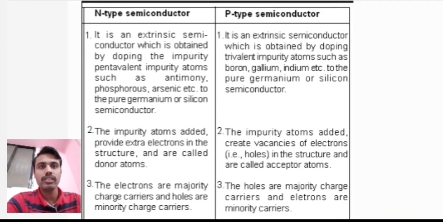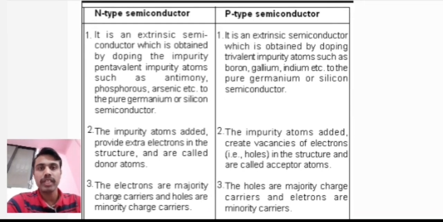That's why when these atoms are added to the intrinsic semiconductor structure, there is always one valence electron left. This extra electron revolves in the semiconductor structure and allows extra current to flow in that n-type extrinsic semiconductor. The same thing happens with the p-type semiconductor also.